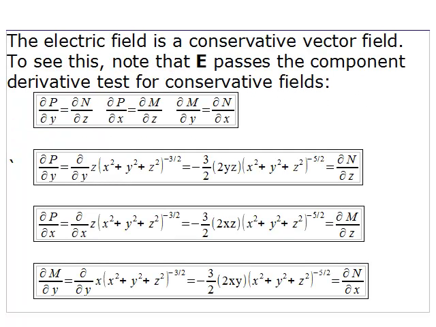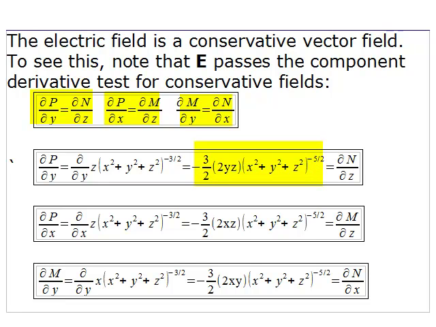And now we need to show, as I said, that the electric field is a conservative vector field. I'm going to have to apply the component derivative test for conservative fields and see what happens. Here is the component test, again for reference, and all three of these have to hold. M is the i component of E, N is the j component of E, and P is the k component of E. Okay, so when I take these derivatives, I get something like this.